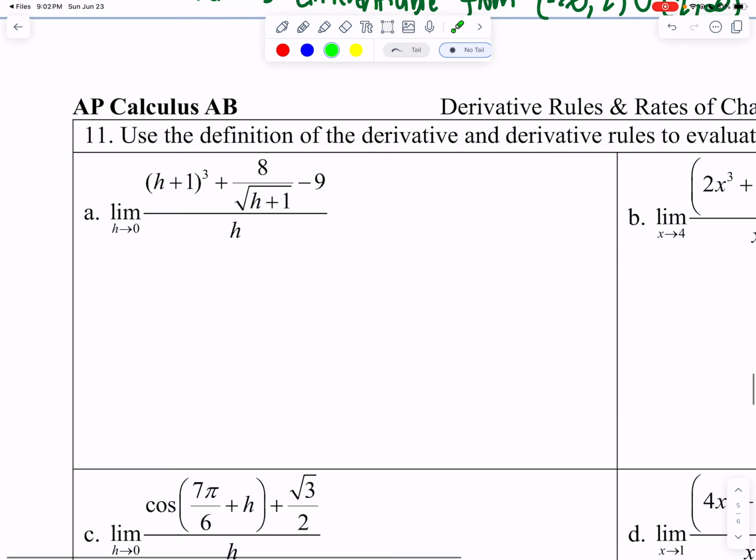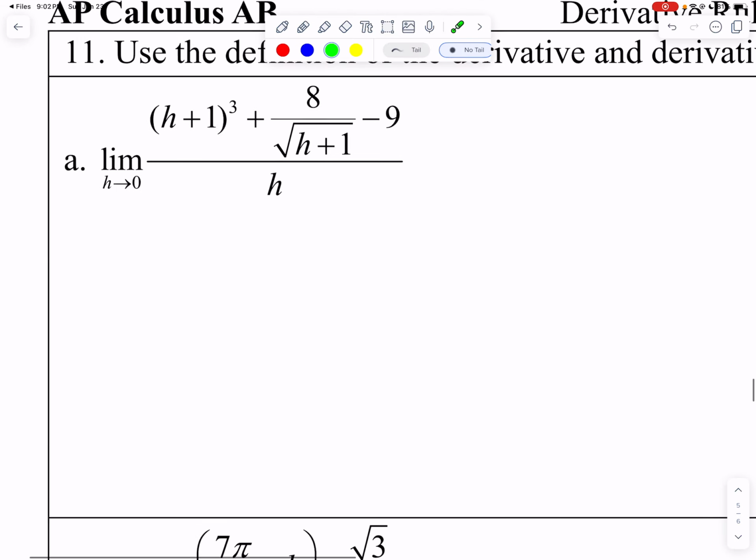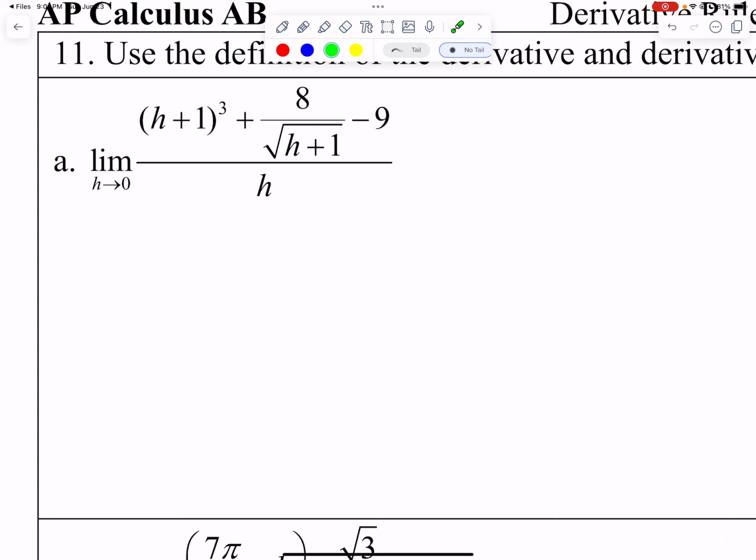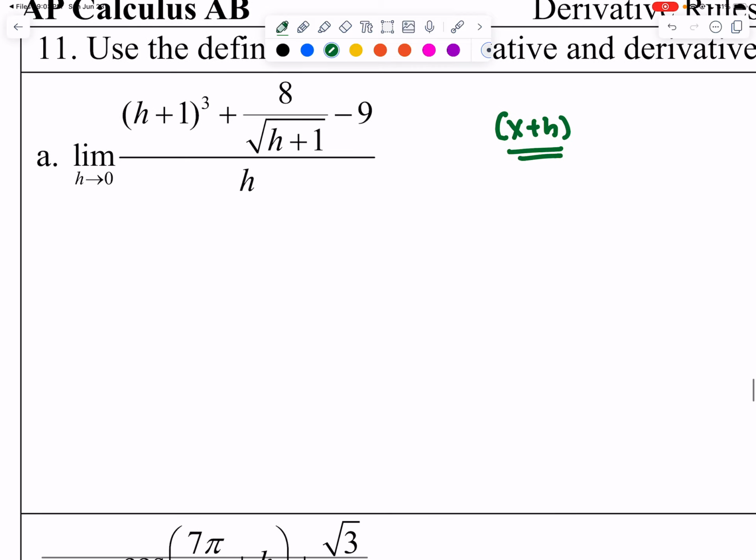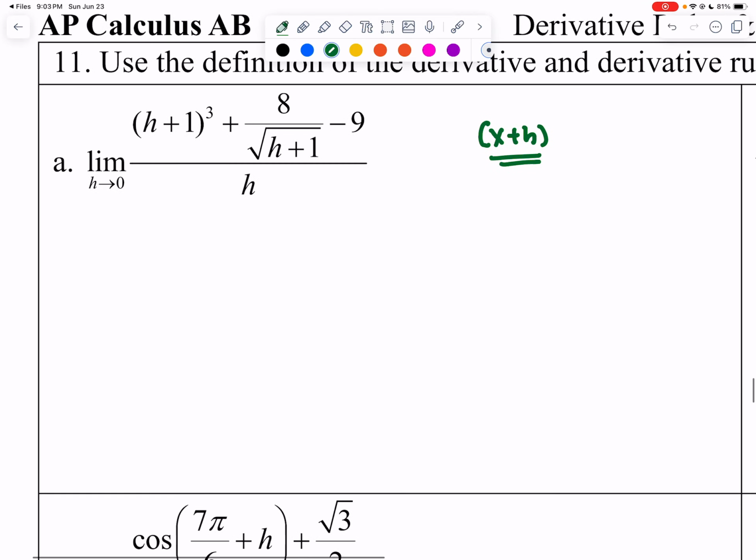Now notice how for this one, number 11, this one is the difference quotient because I have the limit as h approaching 0. So what I'm going to do here is think about, okay, the difference quotient had x plus h. So anytime I see x plus some number, I am going to go ahead and replace that with a regular x. So here, because I have h plus 1 and h plus 1, I am going to replace that with an x.